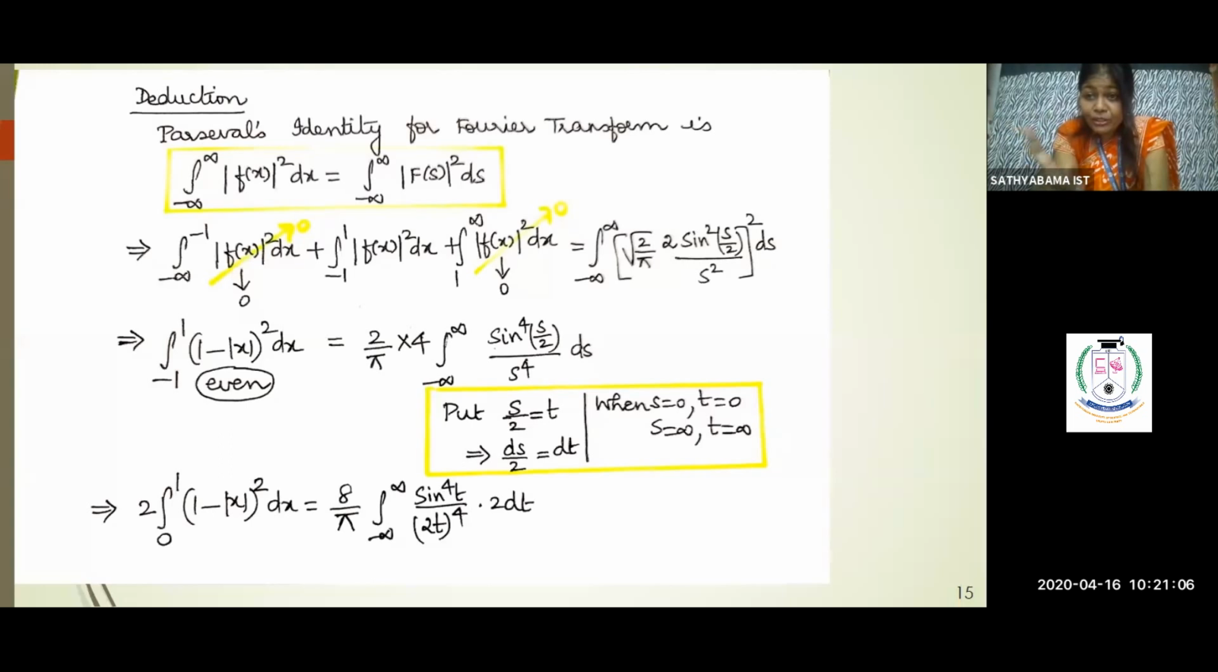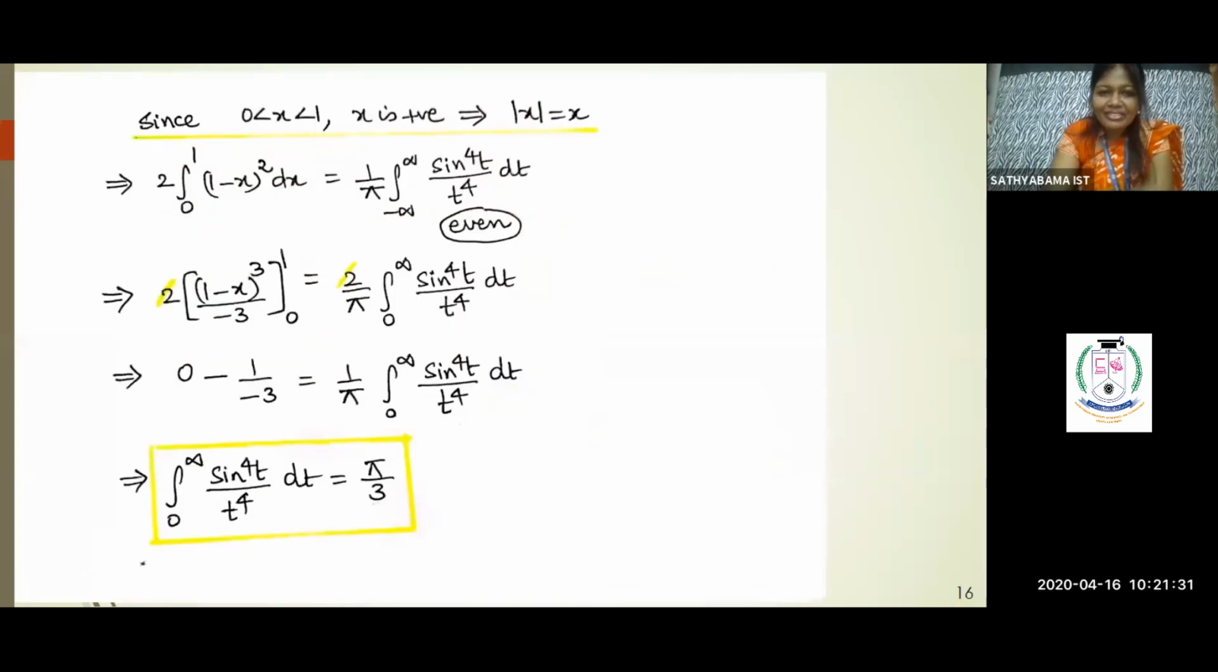Okay. One more thing I want you to note. In the question, we are asked to find the integral 0 to infinity sine power 4 t by t power 4. But what do I have in the last step? I have minus infinity to plus infinity. So what should you do here? I know sine power 4 t is an even function. Sine is odd, but what is sine power 4? Odd power 4 gives you even. So even function, t power 4 is also even. So the right hand side is an even function. So how can I write minus infinity to plus infinity as twice 0 to infinity? That is what I've done.